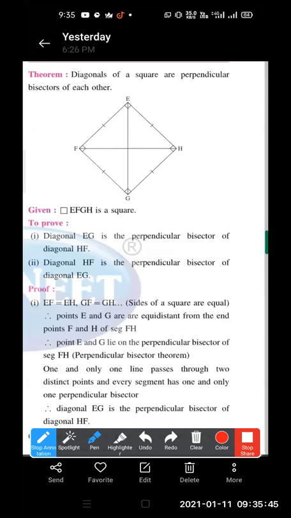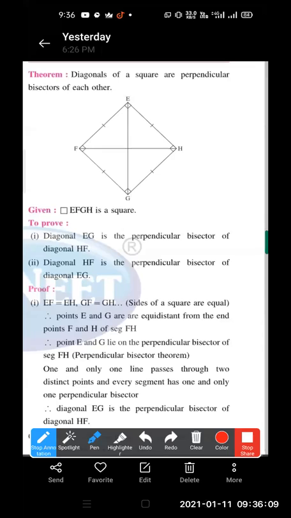So we know that it is a square. In a square, all the sides are congruent. So we can write EF is congruent to EH. Similarly, we can write GF is congruent to GH. The reason is that the sides of a square are equal.